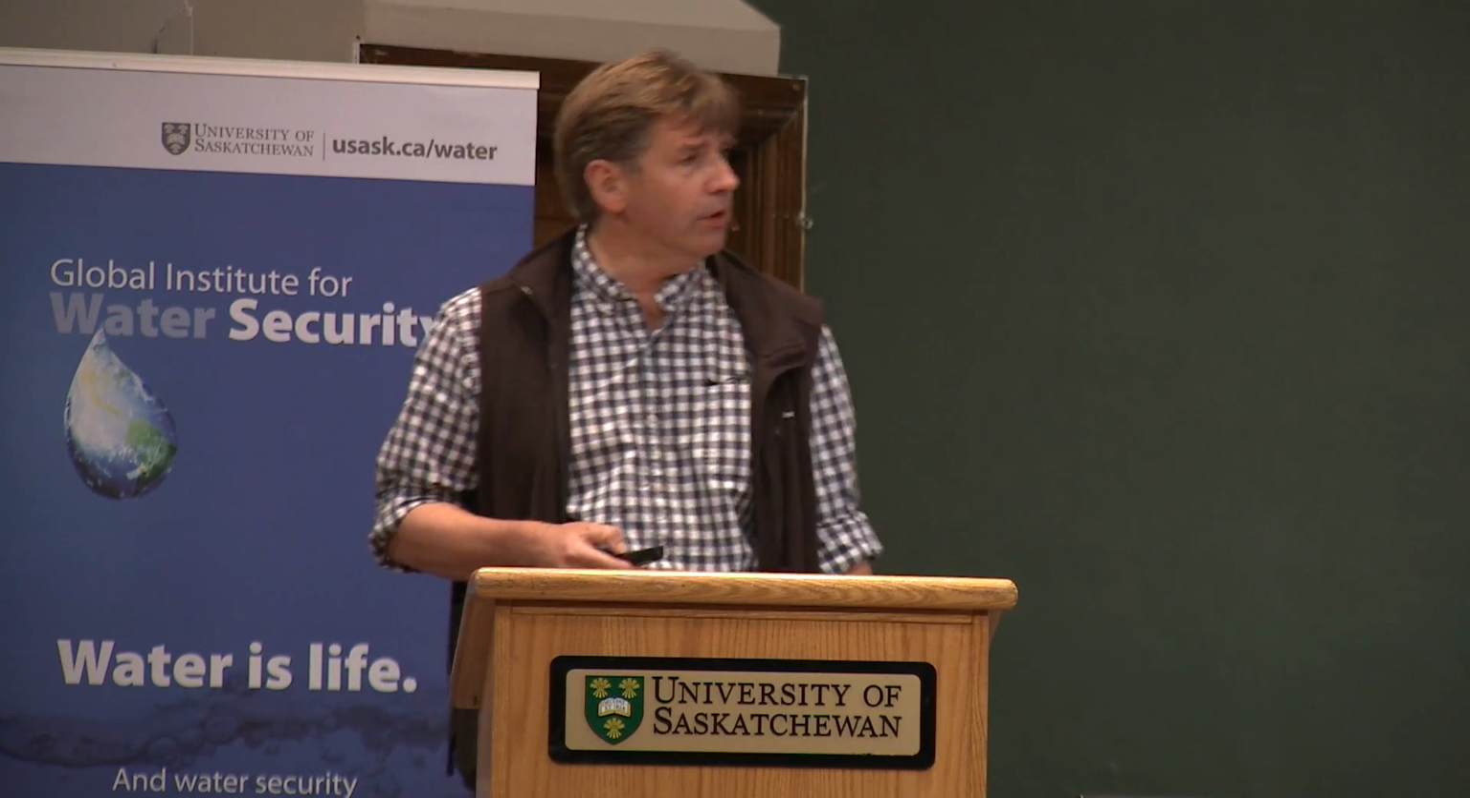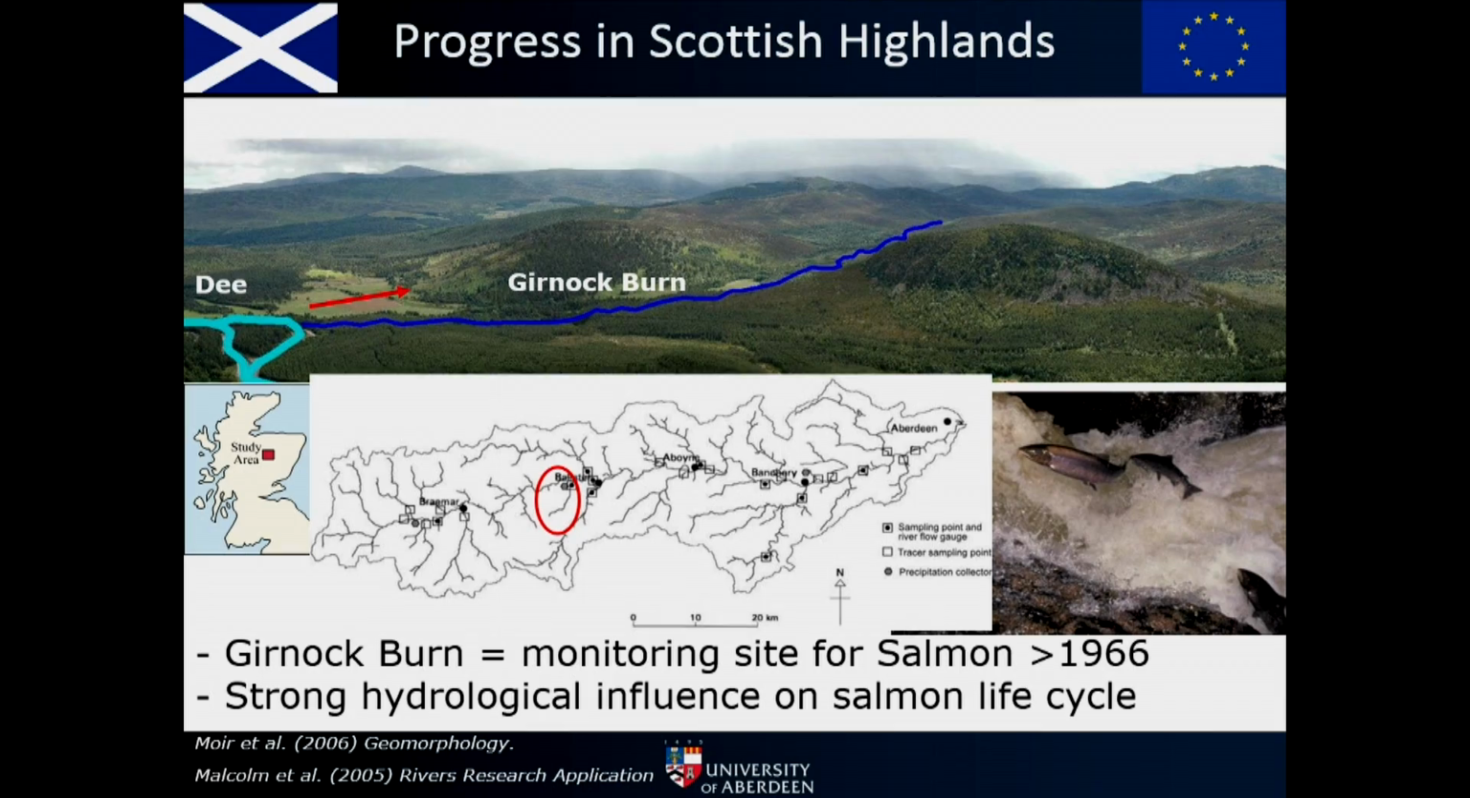And over the last 10 years or so, we've done a lot of work in the Scottish Highlands trying to develop these tracer-aided models to understand catchment hydrology better. The site where we work is a place called the Girnock Burn. Burn's just a Scottish word meaning stream. So it's a 30 square kilometre upland catchment. The geology's granite. It gets about 1,000 millimetres a year of precipitation. And it's connected to the River Dee, which is a large river system in the northeast of Scotland, which drains into the North Sea.